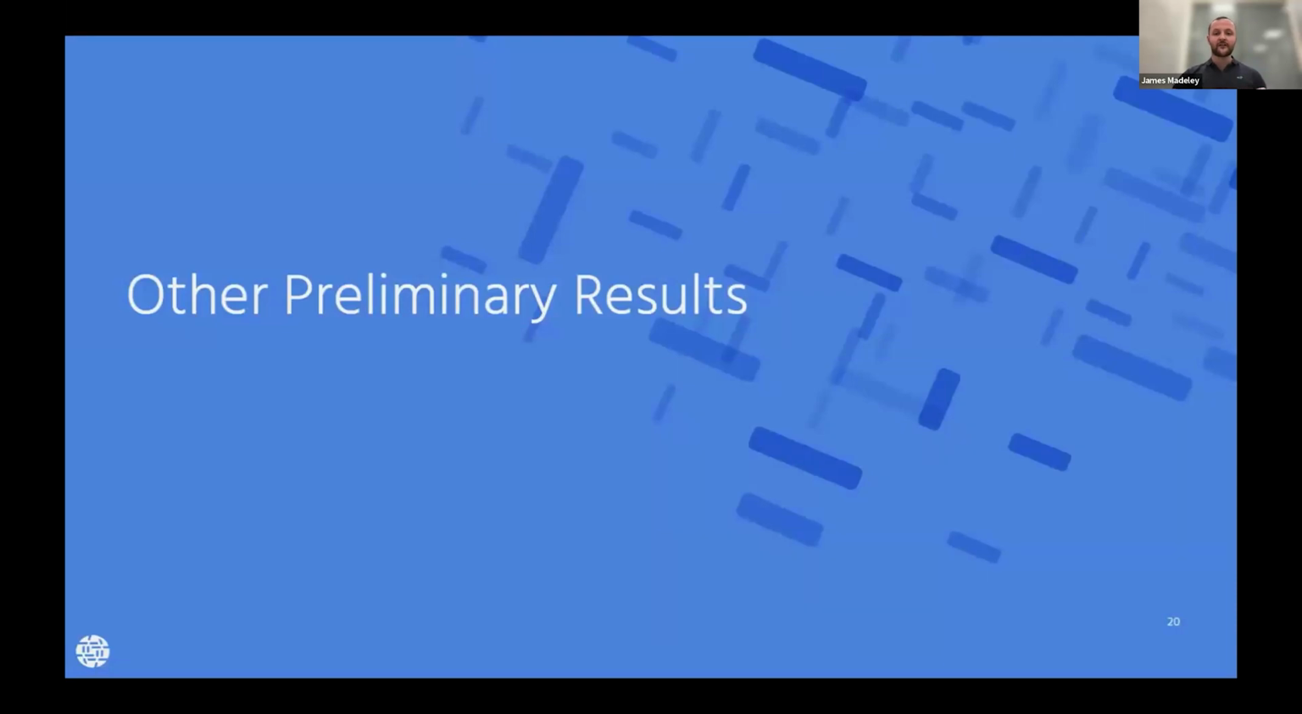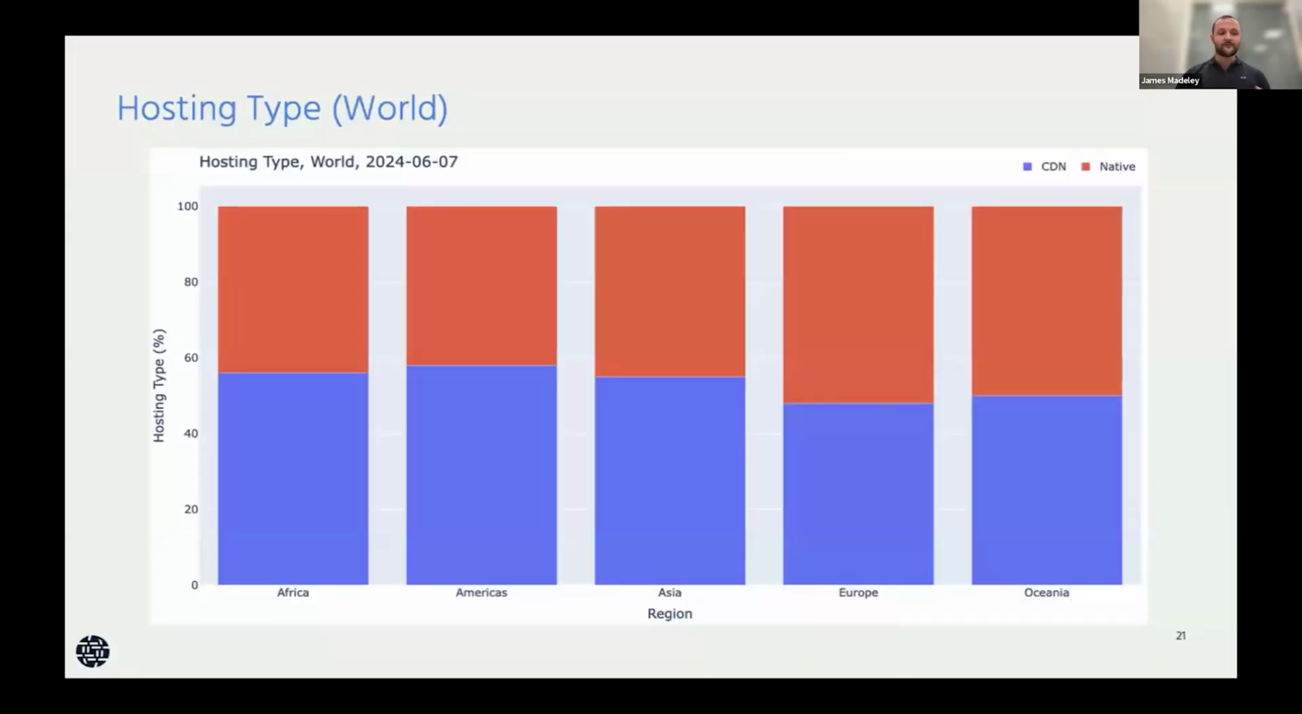So as well as looking at per region, we can look at some more specific results as well. And we can also look at different things such as how many websites of the top 1,000 most popular are hosted on content providers versus hosted privately. And as we can see, it's about a 50-50 split across the world as it stands currently.